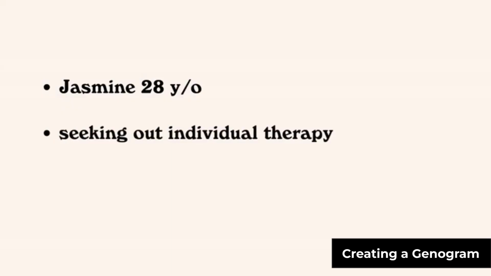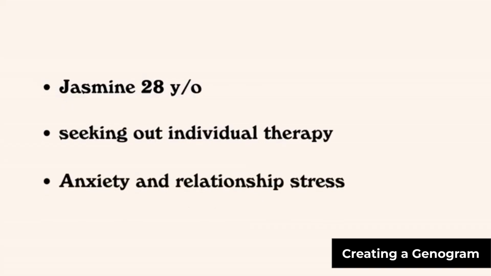So let's walk through a case example. We'll follow a client named Jasmine. She's 28 years old and she's seeking out therapy for anxiety and relationship stress. And we're going to build her genogram across 3 generations.